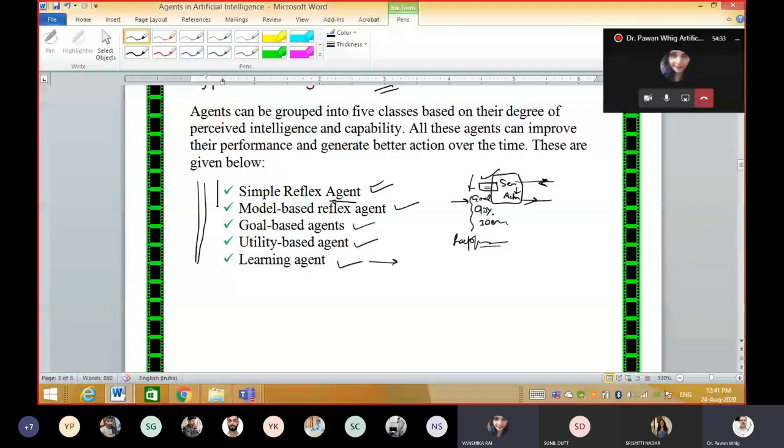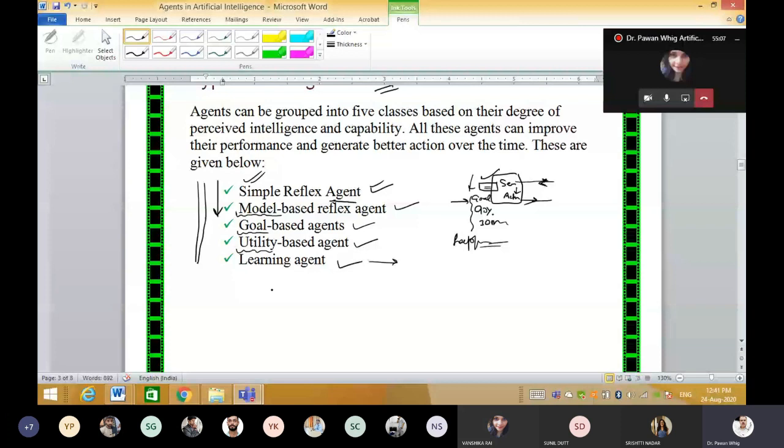And the utility based agent will give you the utility of that task, like 50% of the task is done or 60% of the task is done. And the learning agent, the last, is one of the most intelligent agents. The intelligence is increasing from top to bottom. The bottom one, the learning agent, is the most intelligent, and it takes feedback or critics from you, learns from that, and the next time it will consider that critic also while doing another task.